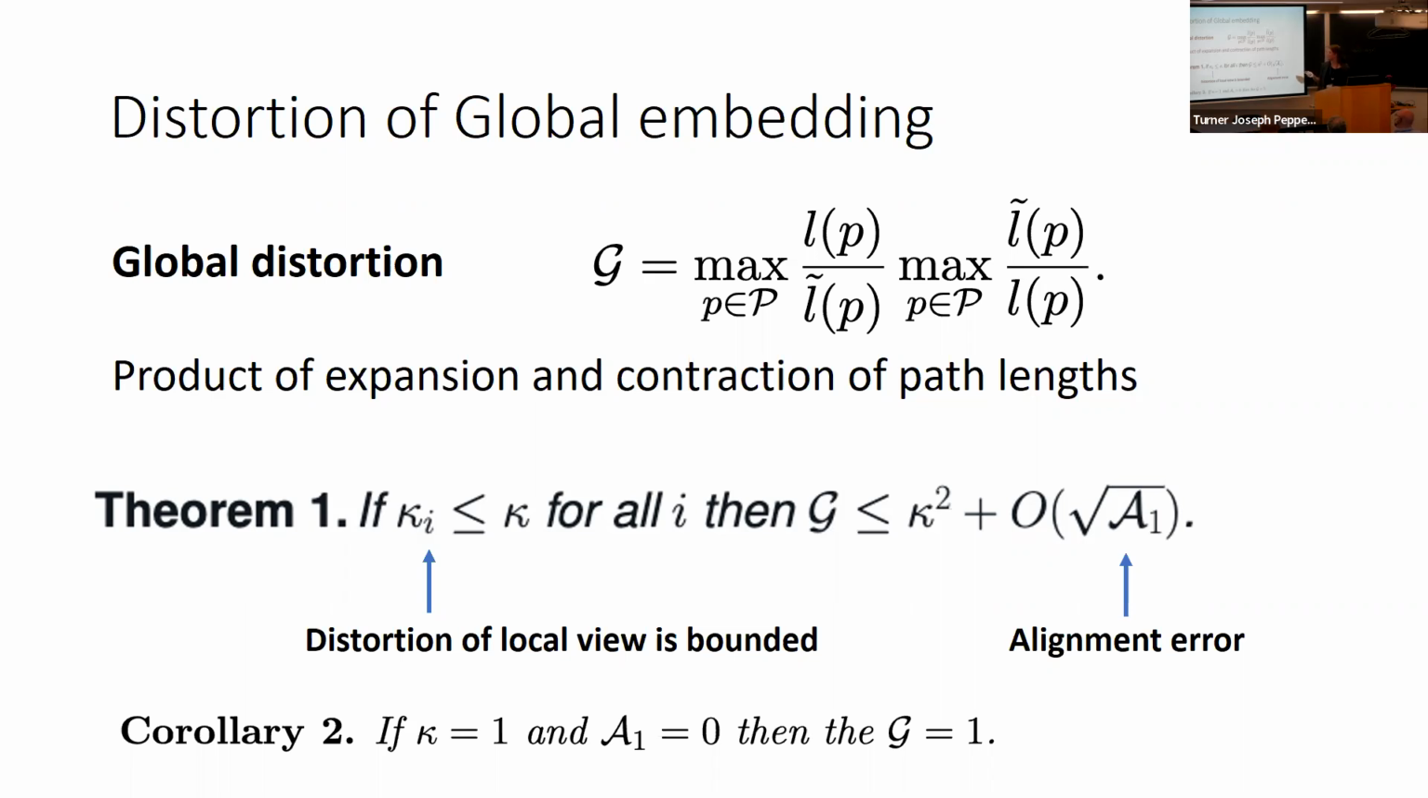And again, taking the max distortion of this, we can show that if the distortion of the local views is bounded, so if you do this bottom-up manifold learning, you have low distortion of your local views, that distortion is bounded, then the global distortion of paths in the global embedding is also bounded by the squared value of the bound on your local distortion and your alignment error. And we can show from this that if none of your local views were distorted and you had no alignment error, then the global distortion was 1 and you're not distorting any of your paths in your global embedding.